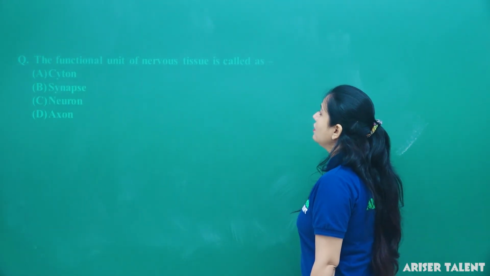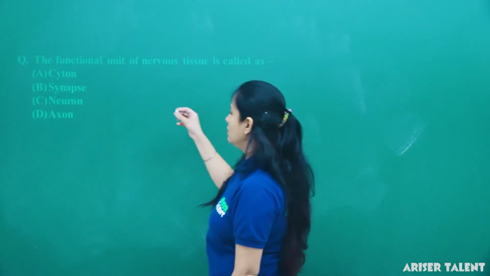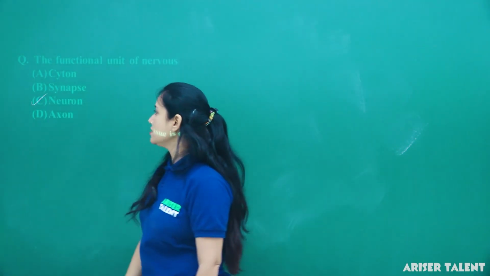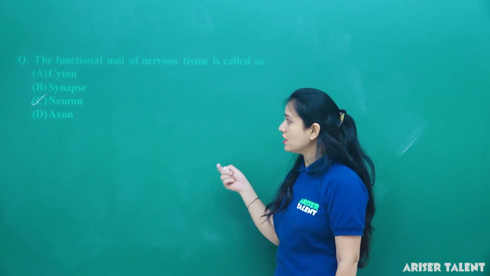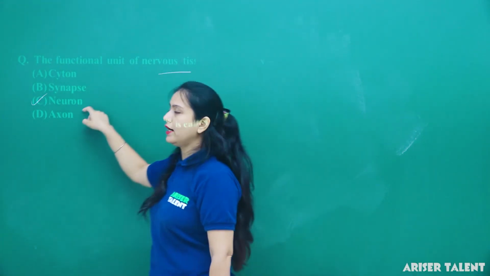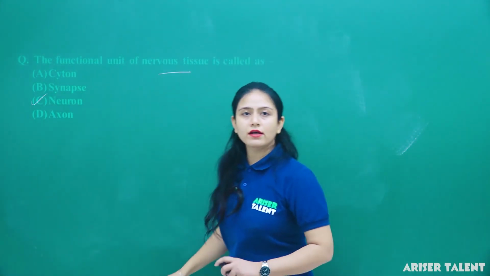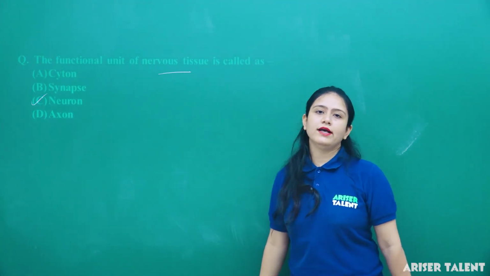The functional unit of nervous tissue is what? Neuron. Option C. When we studied the nervous tissue, that is made up of neurons, nerve cells. So the functional unit of nervous tissue is the neuron. So these were the important questions of NTSE stage 1. Hope you all got them. Thank you.